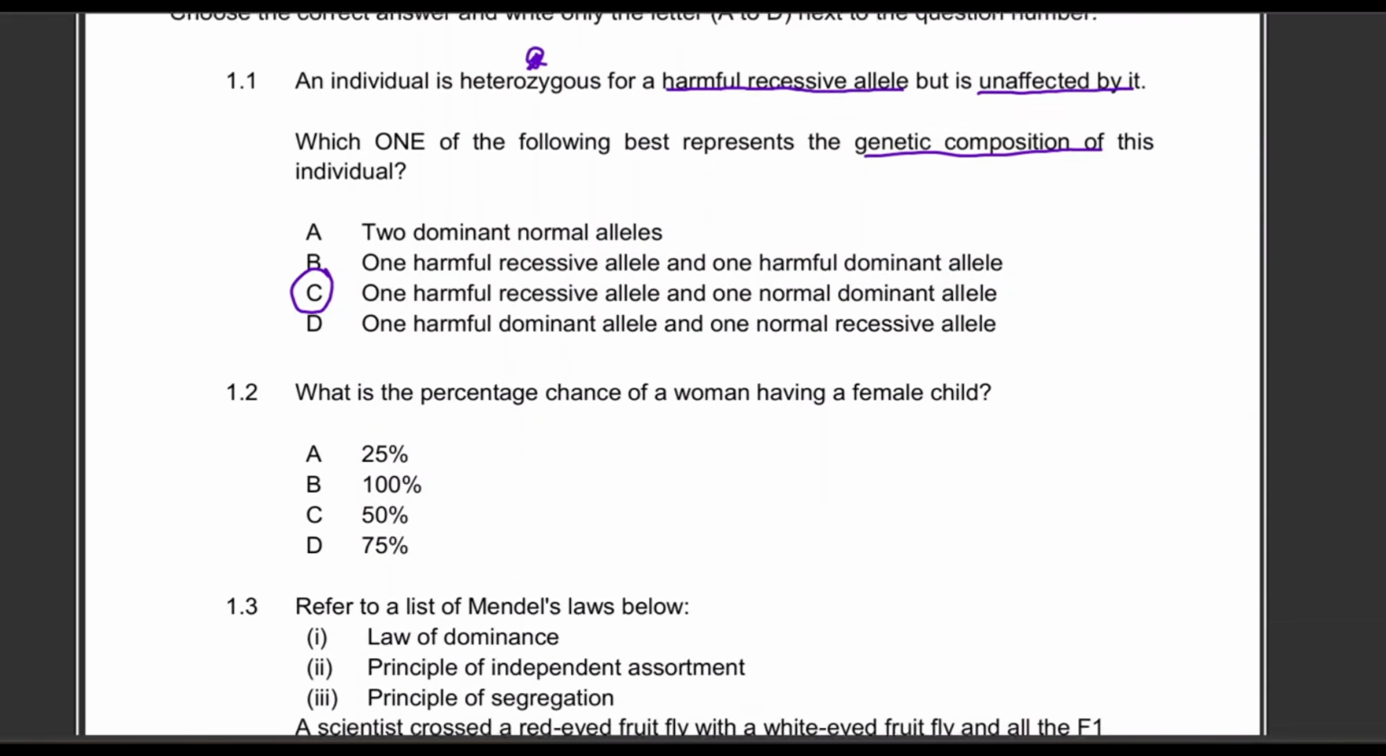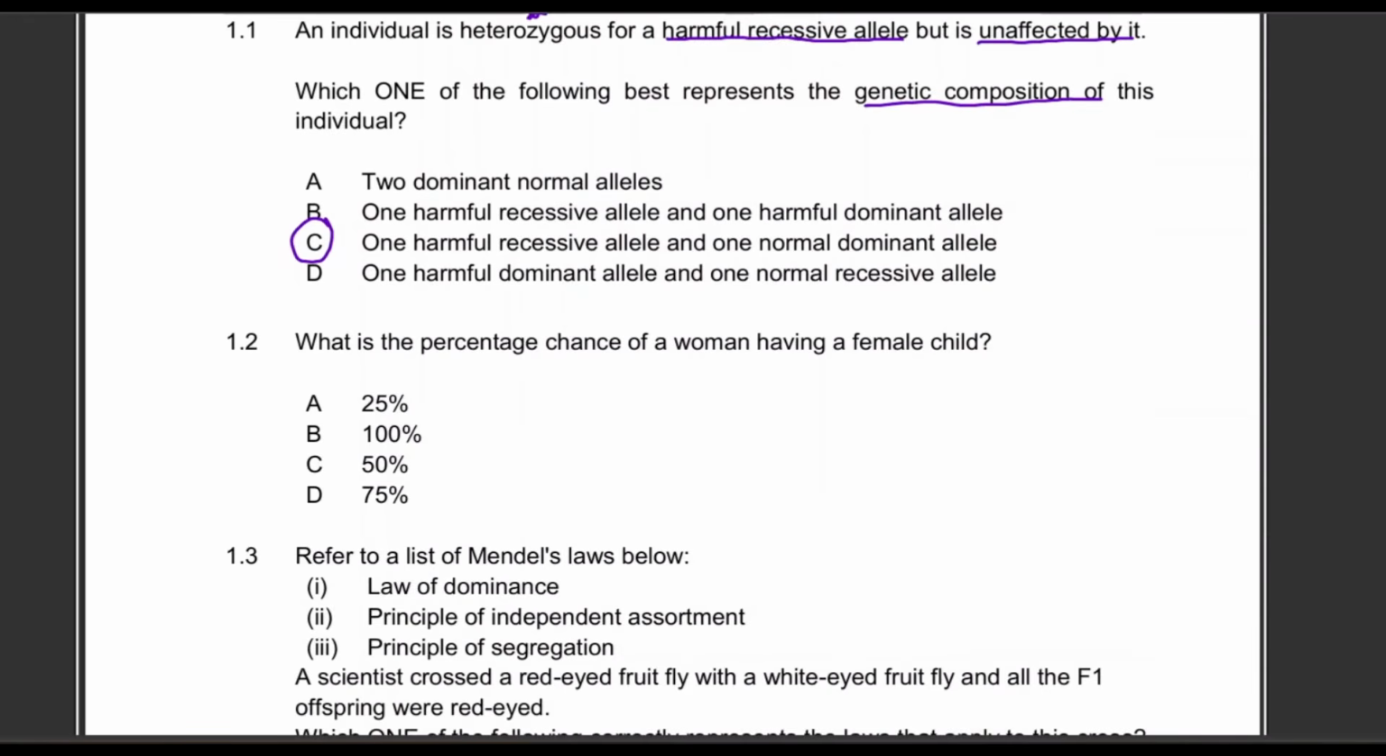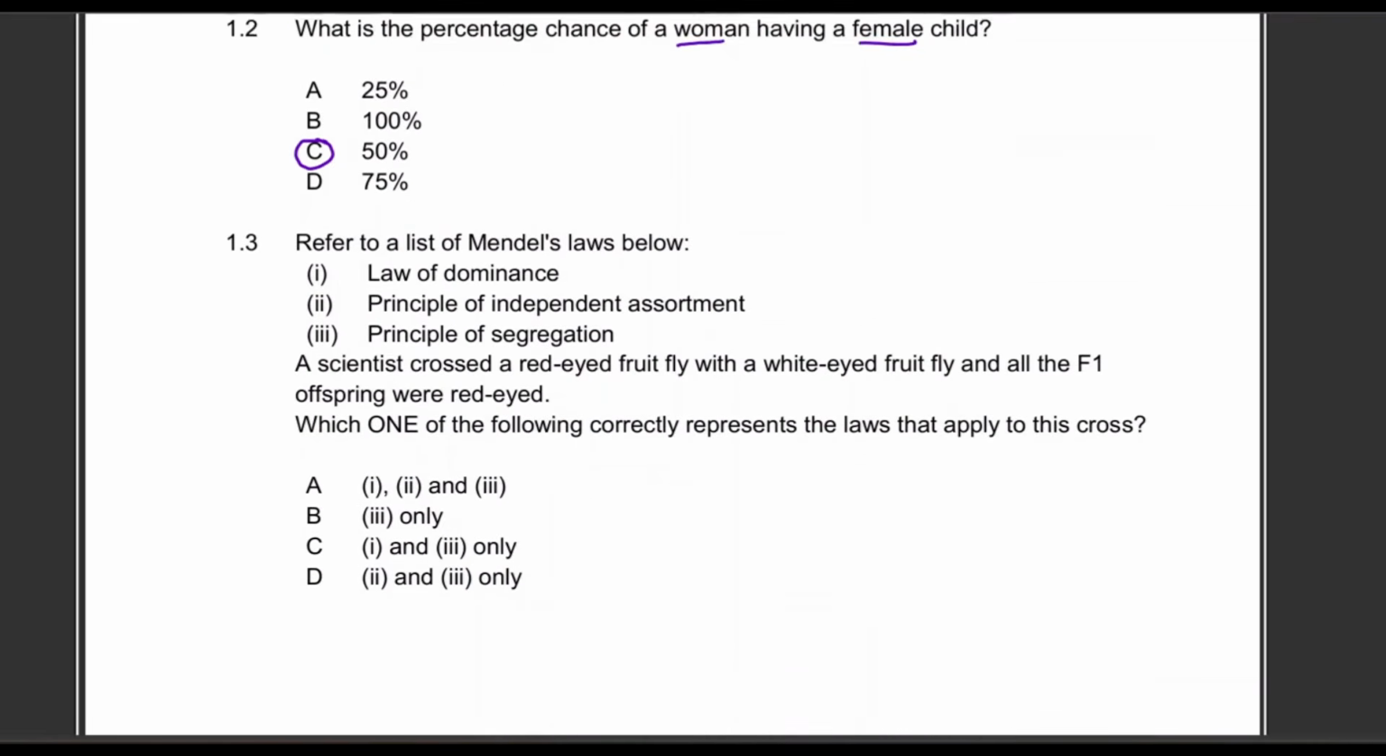Then 1.2, what is the percentage chance of a woman having a female child? The answer will be 50%. It will always be 50%. Even if they said a woman having a male child, it will be 50%. Even if they said a male having a woman child, it will always be 50%. There's a 50% chance of an offspring being a male or female at all times. Okay? Then we go to 1.3.